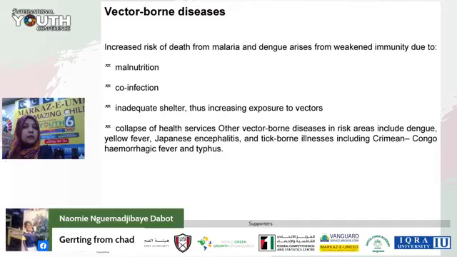And then we have inadequate shelter, which increases exposure to vectors. When we have inadequate shelter, it means we don't have a proper place to live or a proper place to avoid these vector-borne diseases. Collapse of health services. Other vector-borne diseases in risk areas include dengue, yellow fever, Japanese encephalitis, and tick-borne illnesses like Congo hemorrhagic fever and typhus. These are all vector-borne diseases which we have to face in any disaster situation.